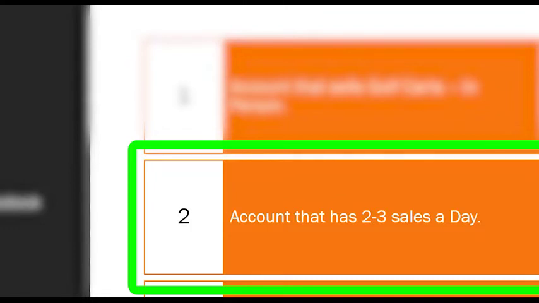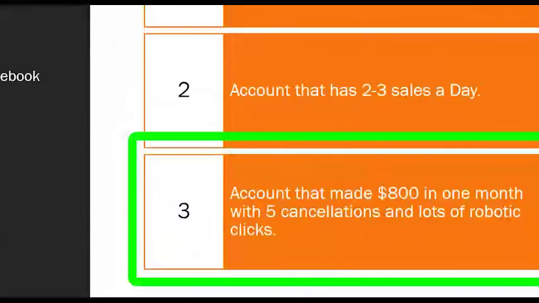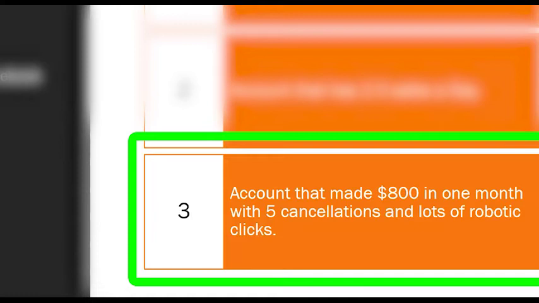And account number 3 was a person who had 2 accounts, and on one of their accounts, they made $800 in 1 month. They had quite a few cancellations, I believe 5, and there were a lot of robotic clicks on their account. I believe their VA logged in from a different IP. I believe they logged in that account through many virtual different IPs, through virtual machines online, and both of their accounts got banned, and they're still banned.